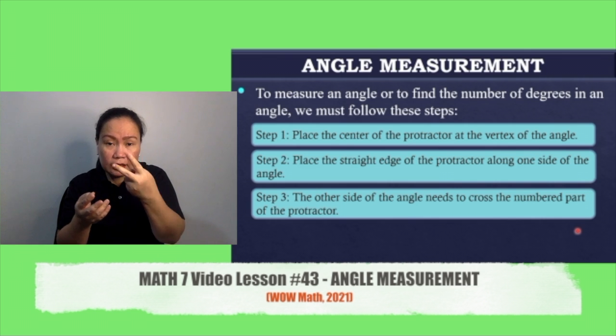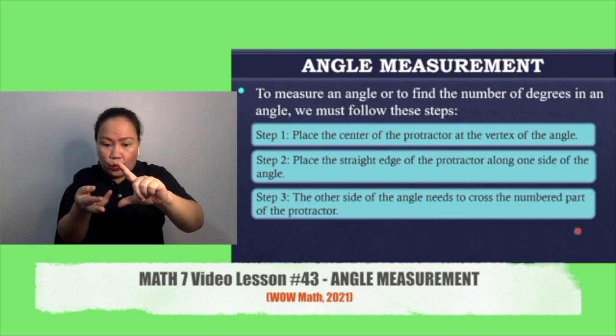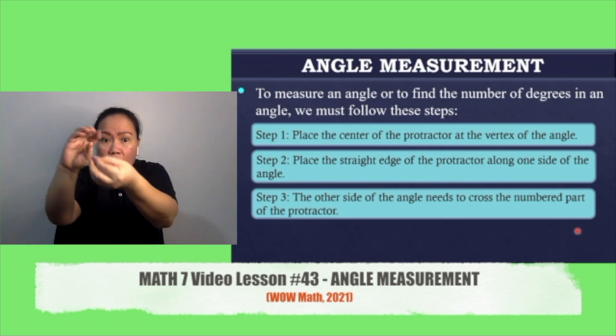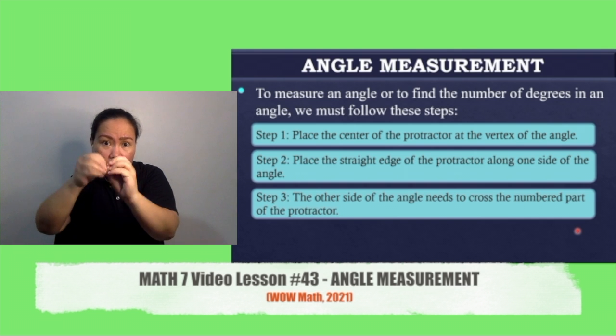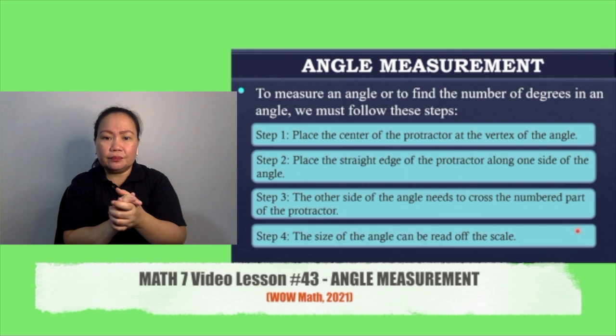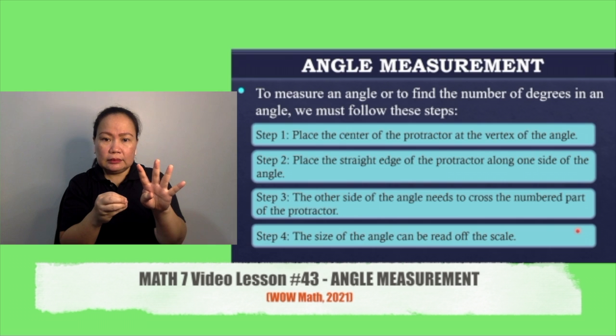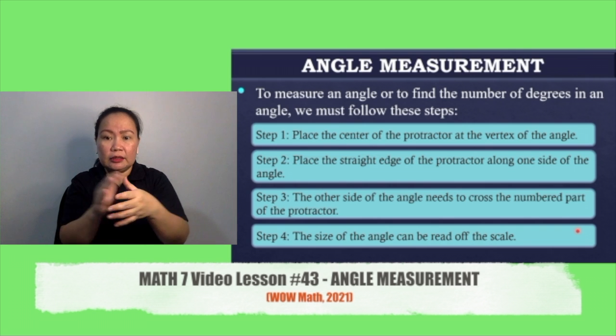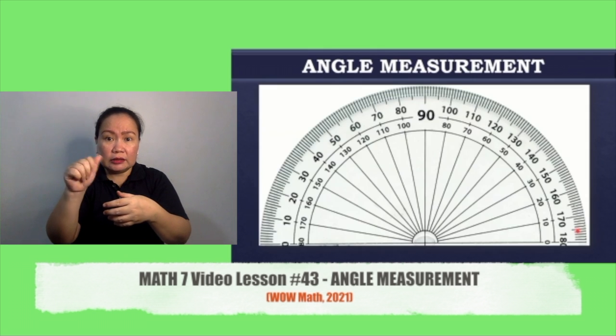So, yung isang side ng angle mo, tingnan mo kung saan siya tumapat doon sa scale, doon sa protractor. Okay? And then, step 4, the size of the angle can be read off the scale. So, meron tayong dalawang scale, the inner scale and the outer scale. So, yun po ang next natin.